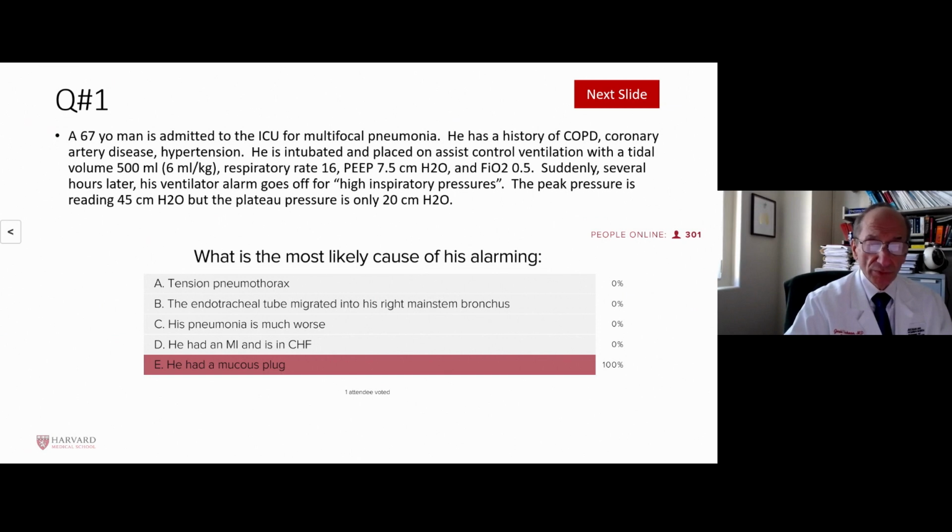Is it tension pneumothorax? Is it that the endotracheal tube migrated into his main stem bronchus? His pneumonia's gotten worse? Has he had an MI, and this is congestive heart failure? Or has he had a mucus plug?